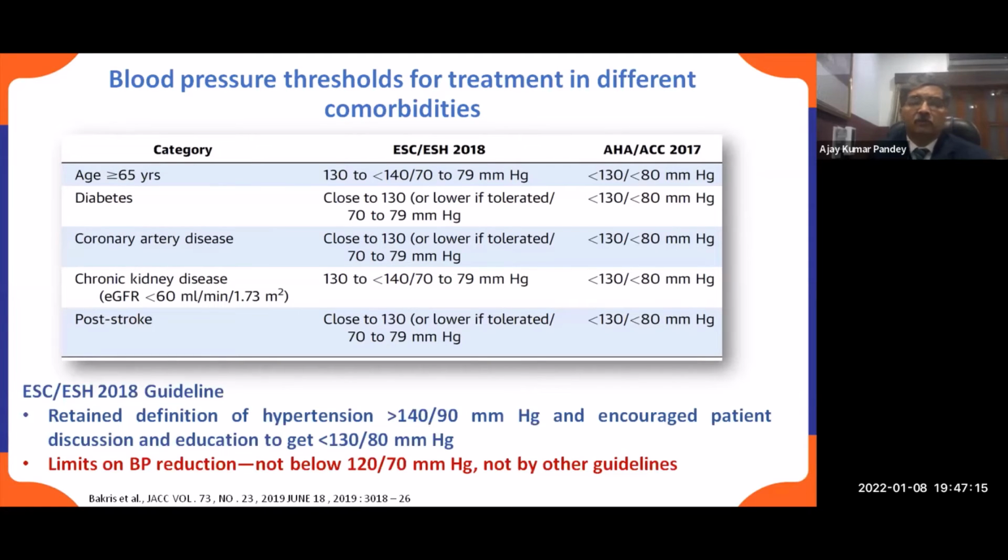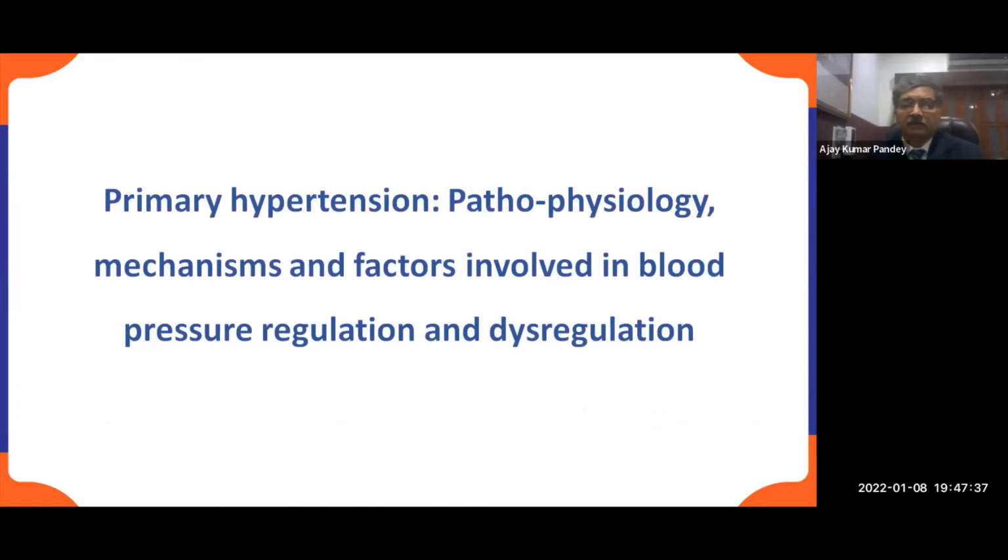So for all these four groups of population, the European Society retained the definition of hypertension of 140 by 90 and encouraged patient discussion and education to get a blood pressure less than 130 by 80, and limit BP reduction to not below 120 by 70, unlike other guidelines, because 120 by 70 is a very stringent criterion. If you go below that, sometimes you do not get too much benefit.